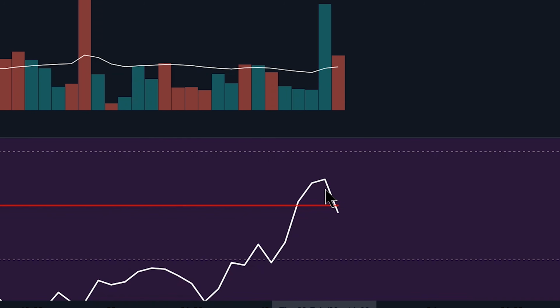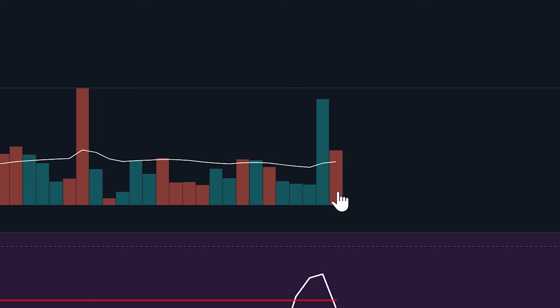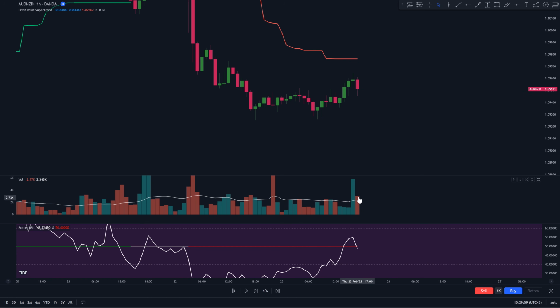Next, this white RSI line should cross below the 50 middle line to indicate a shift in momentum from bullish to bearish. Lastly, the most recent bar of the volume indicator should close above this white moving average. This indicates the presence of enough volume in the market to push the price in the direction of our trade. All our entry conditions are met on this candle, so we're going to enter a short trade.